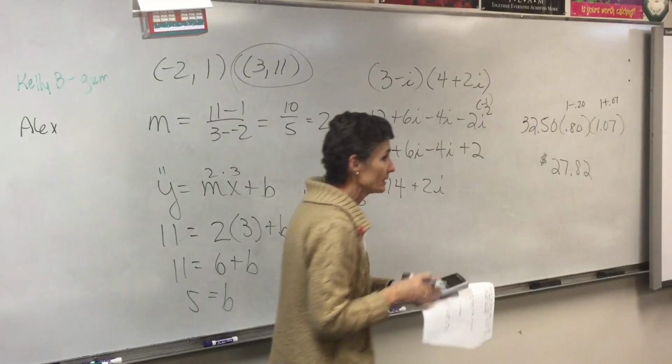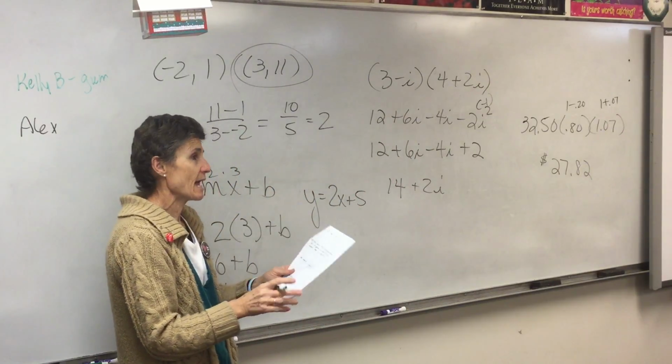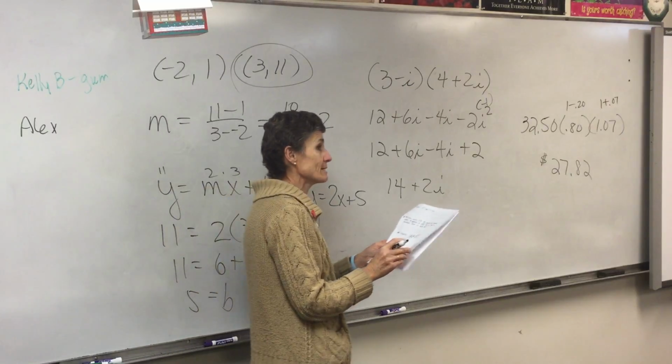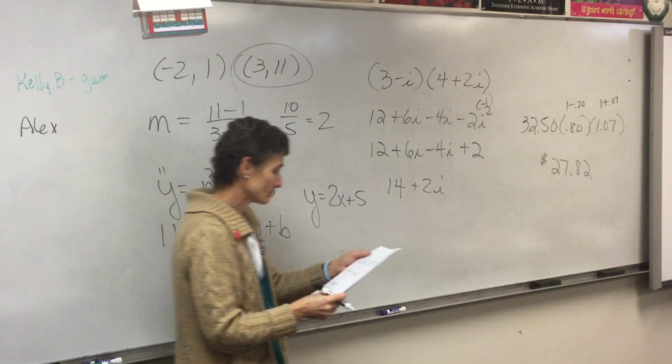Now you're going to have a calculator on that problem. So if you choose to do it a different way, that's absolutely fine, as long as the answer comes out to be 27.82. That's our goal.